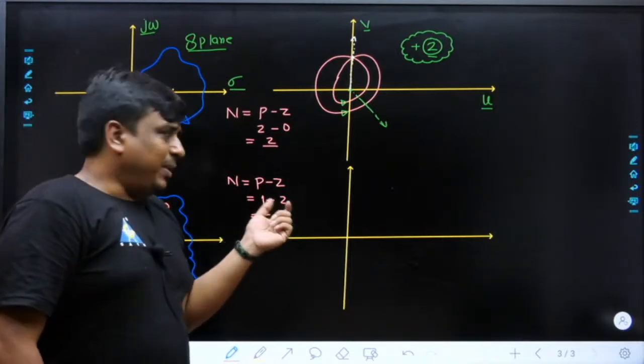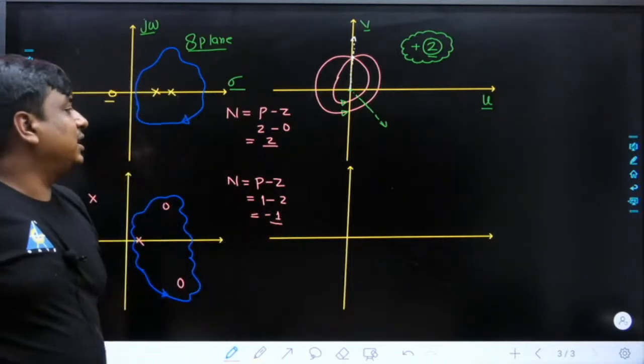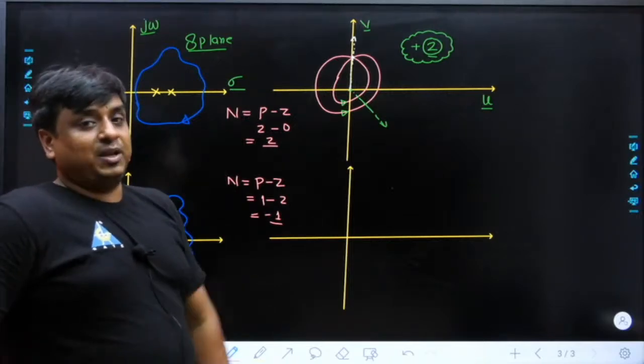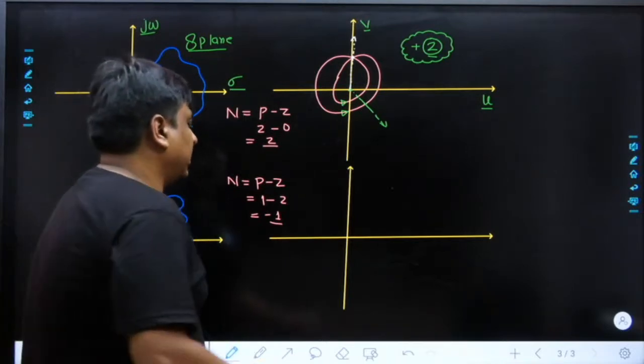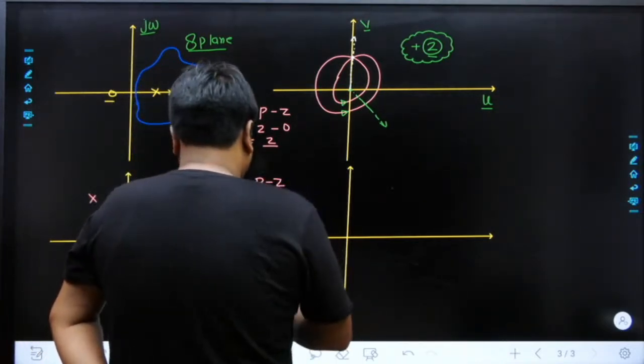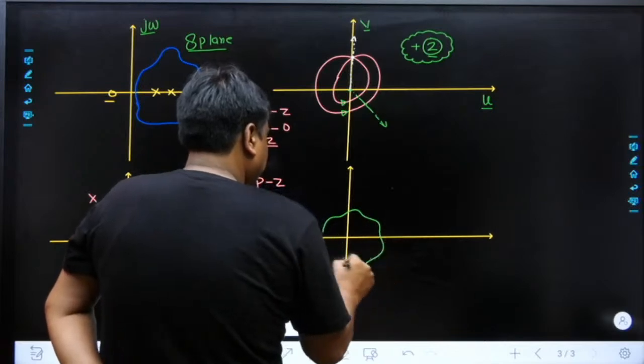The magnitude 1 indicates there would be the encirclement of the origin over the GSHS plane once, and the minus sign indicates the encirclement would be clockwise in direction. So randomly it would be sort of this.